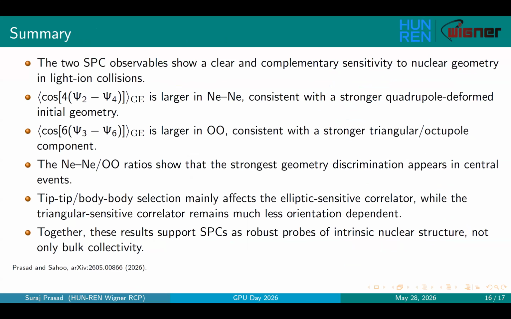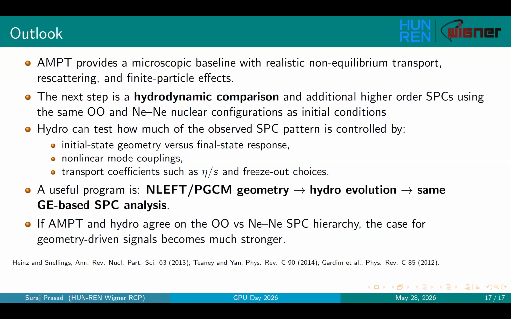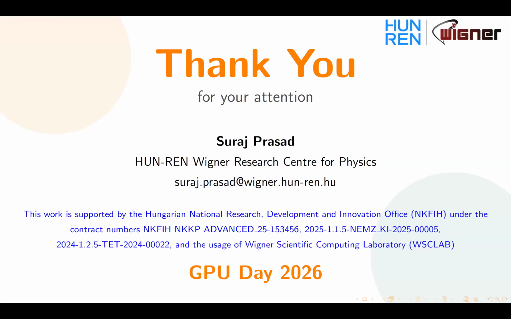To summarize my results, we have studied symmetry plane correlators in oxygen and neon, and they seem to agree with the assumption about the quadrupole and octupole deformations. And as an outlook, the study is performed on a transport model, but it will be interesting to extend it to hydrodynamic evolution and other higher order symmetry plane correlations that can tell more about the intrinsic nuclear configuration, the overlap region, and their evolution in the final state. So this is all, and thank you.